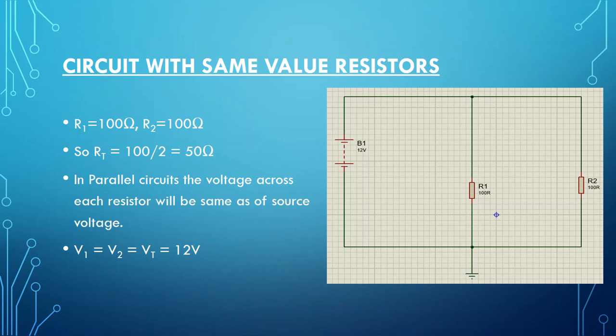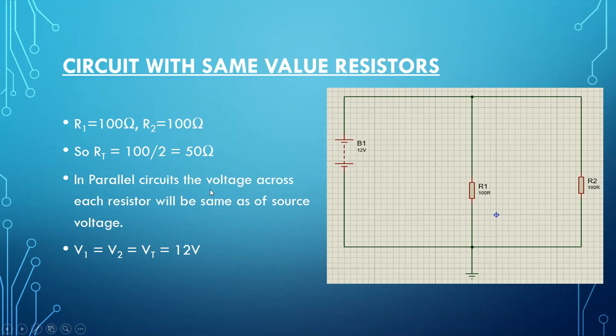If the resistor values are the same, RT, the total resistance, we can find by the value of the resistor divided by the number of resistors in the circuit. So we have the value of resistor 100R, and the number of resistors is 2. So the total resistance of this circuit is 50 ohm.